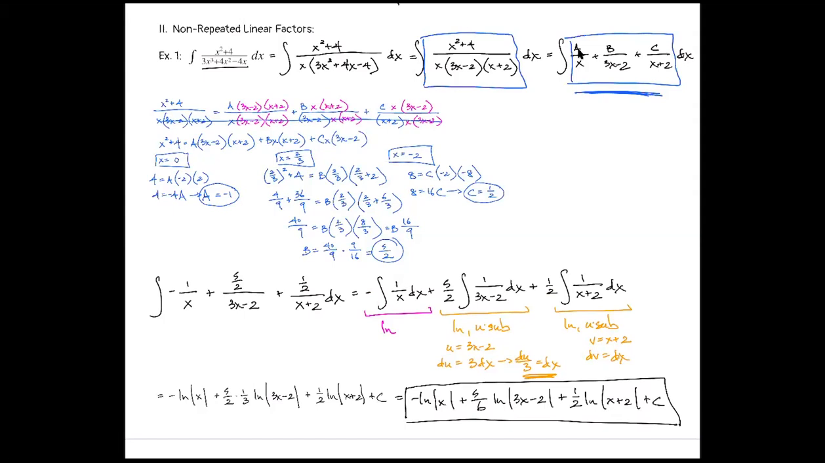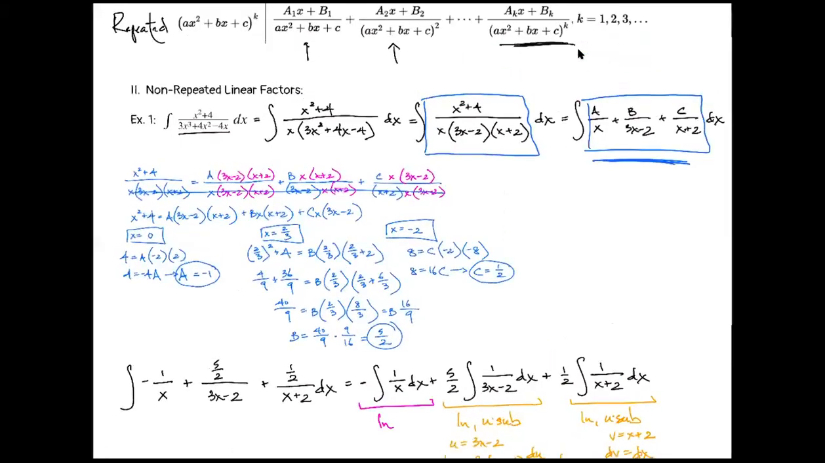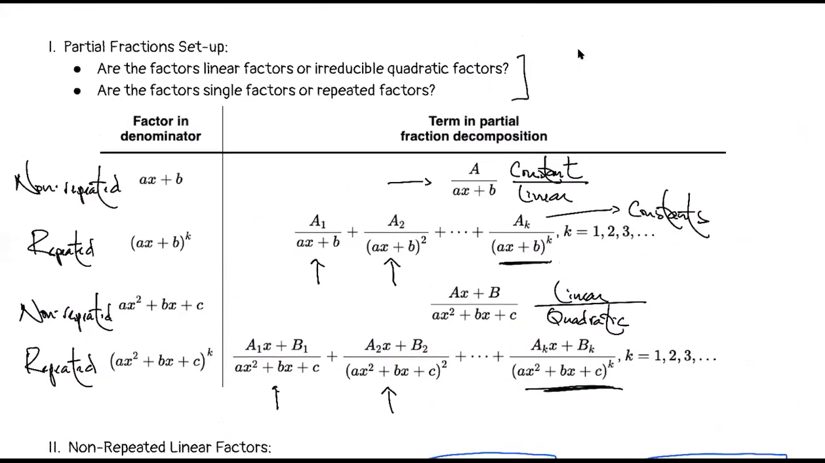So in general, when you're looking at non-repeated linear factors, only for this case, you're going to end up with a whole bunch of natural logs in your answer, and that's okay. All right, so maybe let's go back up to our little table that has the different cases here. In this case, you're going to end up with natural log, but you might need to use U substitution to get to your answer. Okay. All right, any questions about example number 1?